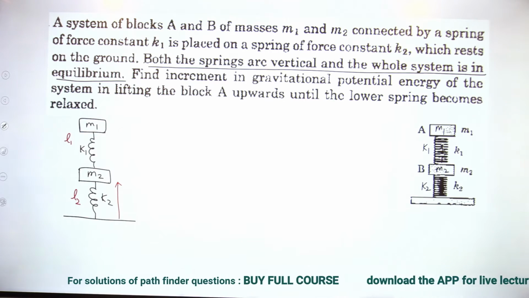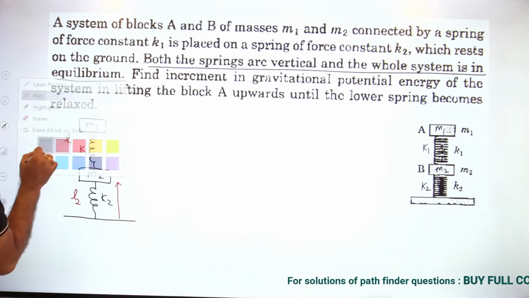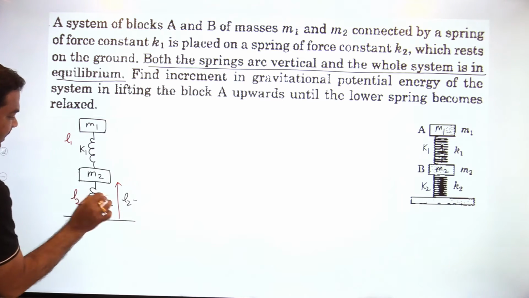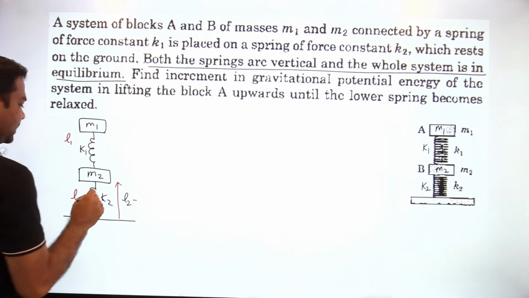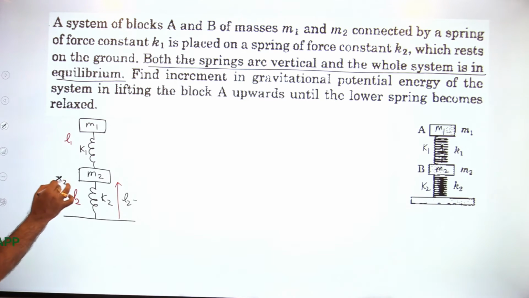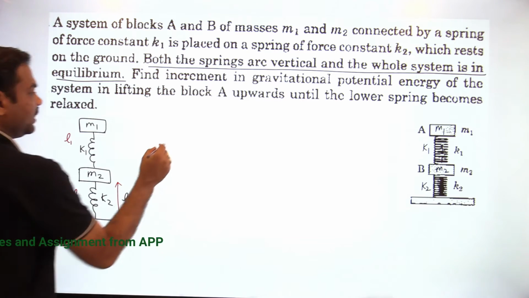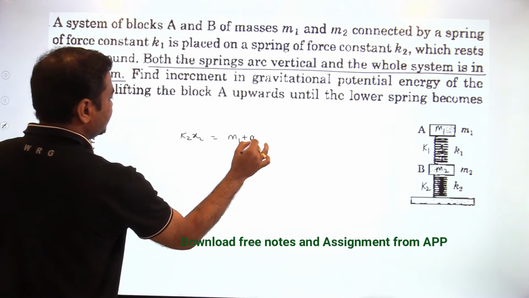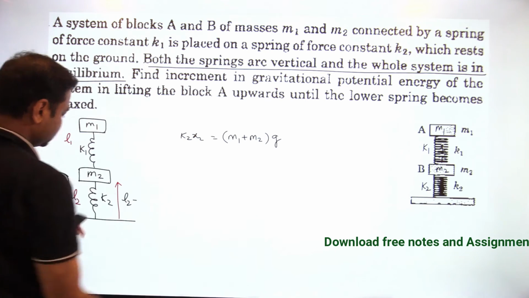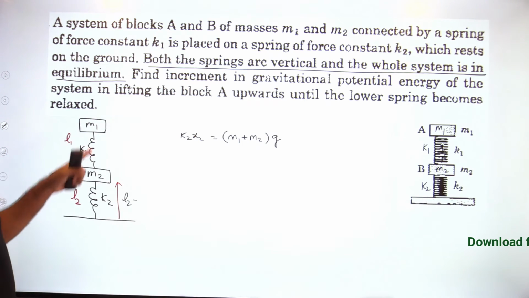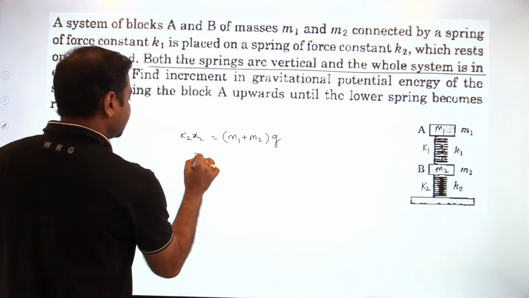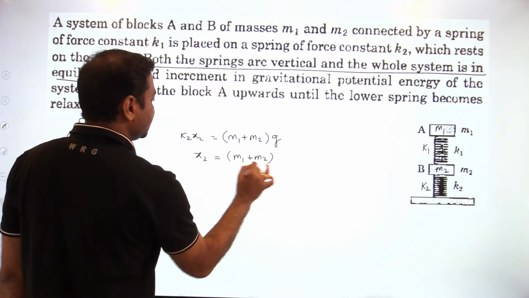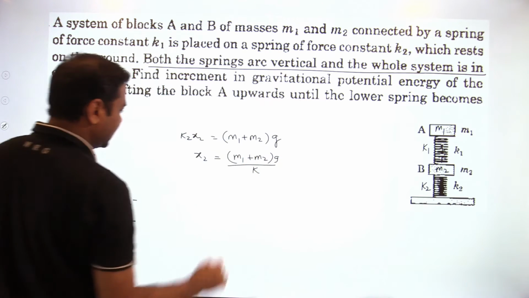Then what is the height of M2 from the ground? It should be L2 minus the compression in the second spring. I am taking X2 as the compression in the second spring. So I can write K2 X2 equals (M1 plus M2) into g, the total weight it has to bear. The lower spring has to bear both the weights M1 and M2. Then the X2 value is (M1 plus M2) g by K2. This is the X2 value.